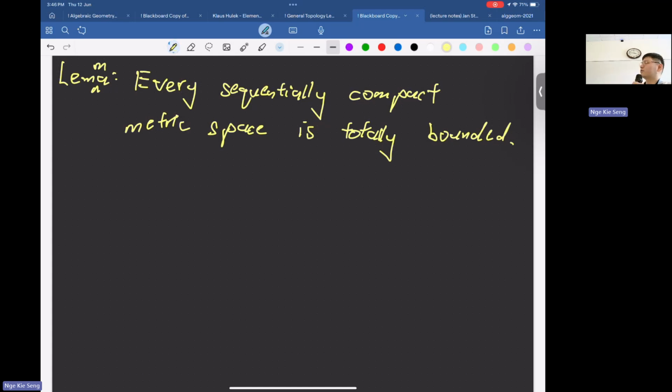So how do you do contradiction here? You suppose that this metric space is sequentially compact, meaning I give you any sequence, it has a convergent subsequence. But at the same time you assume that it is not totally bounded. Not totally bounded means there exists an epsilon such that you cannot have finitely many balls of radius epsilon to cover your X. Somehow these two conditions will contradict each other.